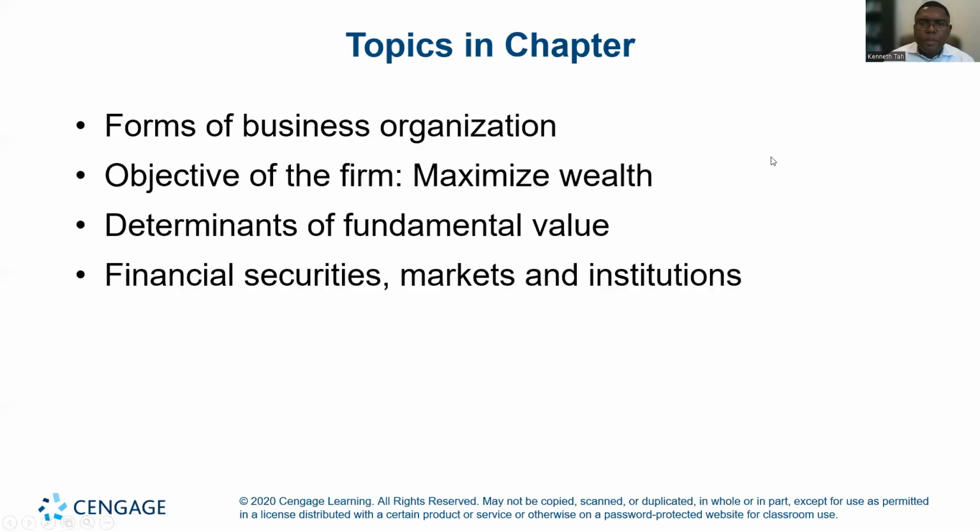course. Some of the things we are going to talk about in this chapter are forms of business organization. We'll talk about the objective of the firm, the reason why we are in business. Straight up front, we can state clearly that the number one reason why we are in business is to maximize shareholders' worth, the maximization of shareholders' worth. We'll talk about the determinants of fundamental values, and we'll also talk about financial securities, markets, and financial institutions.